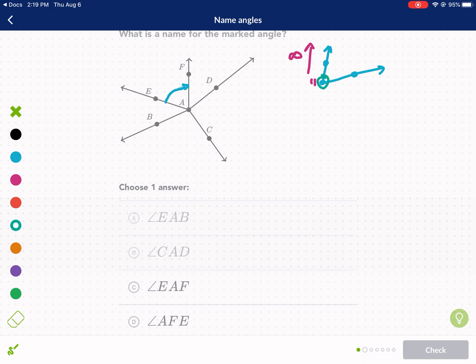Okay, that's important because now when you're talking about the angle measure, you're talking about this measure between these 2 rays.